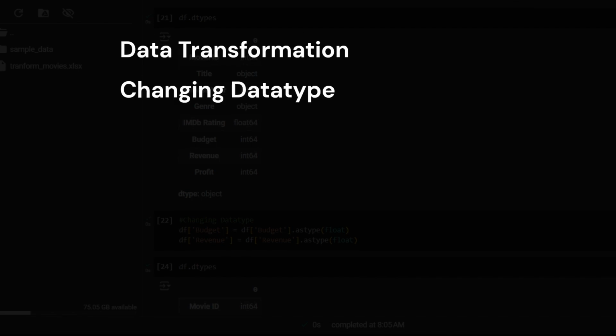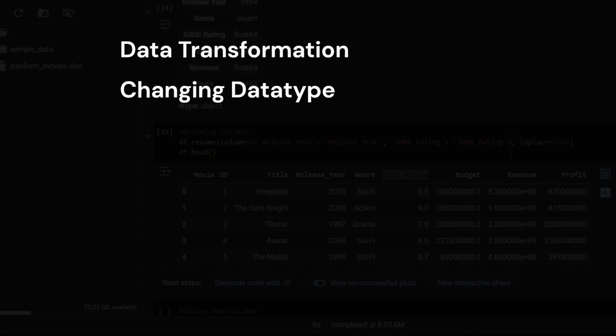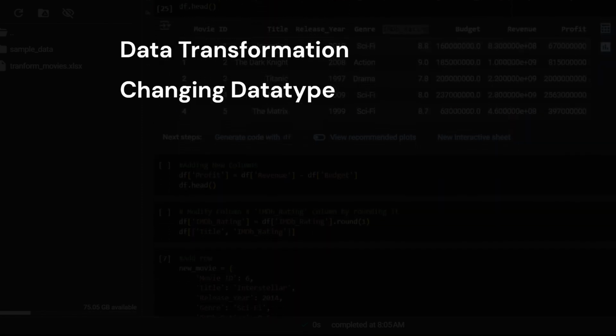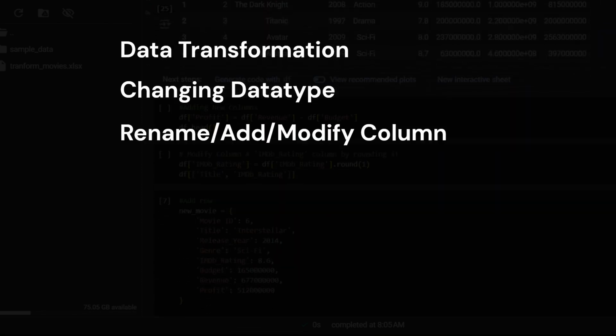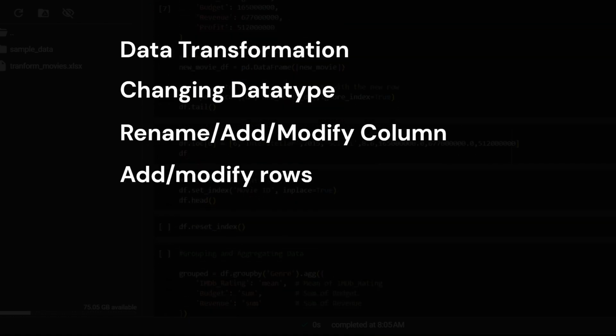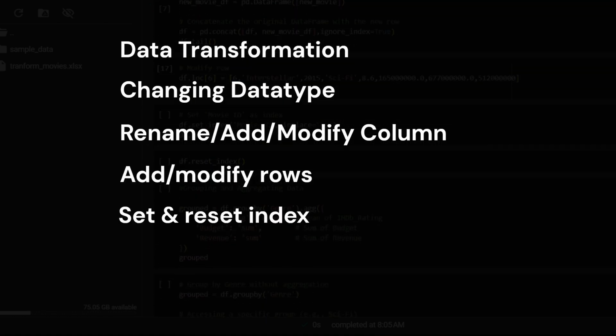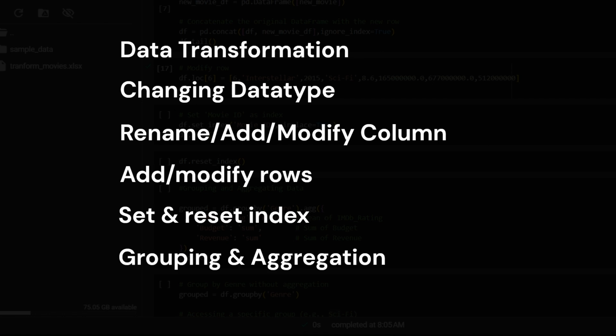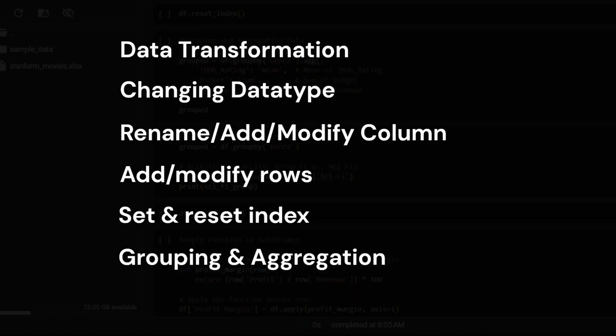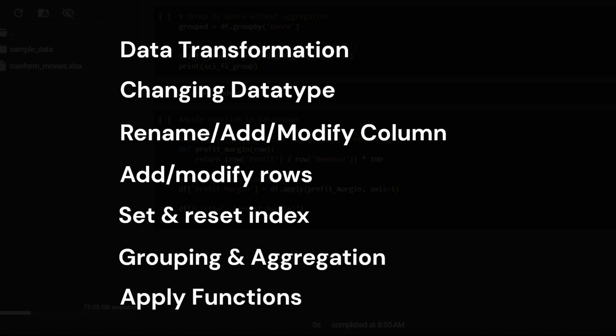Today we will have a look at how to actually transform the data. That is, how to change the data type of a particular column, how to rename a particular column, how to add new columns, modify a column, add a row, modify rows, how to set index and again reset index, and how to group and aggregate the data in a data set. Then we will also look at how to apply functions to a particular data frame.